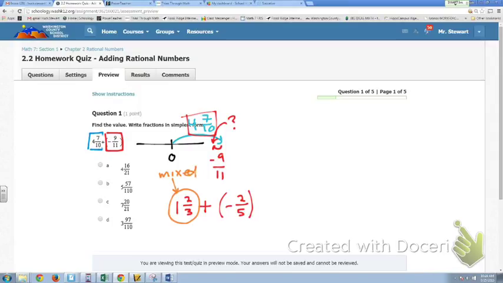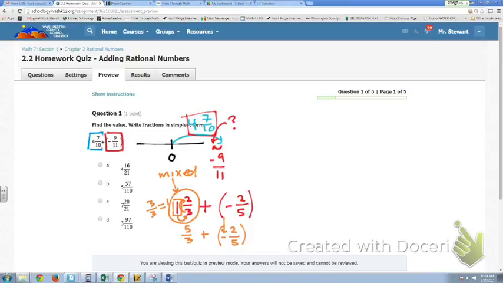If I think about this whole number, in thirds it represents 3/3. 3/3 equals 1 whole. That's why they do the around the world thing: 3 times 1 plus 2. So I've got 3/3 plus another 2/3. How many thirds total do I have? I've got 5/3. In other words, 1 2/3 is the same as 5/3. And that's added to a negative 2/5.